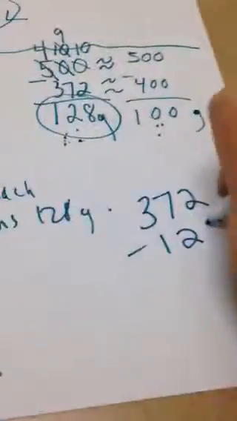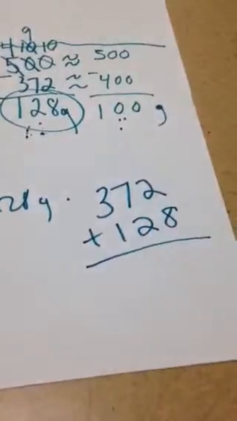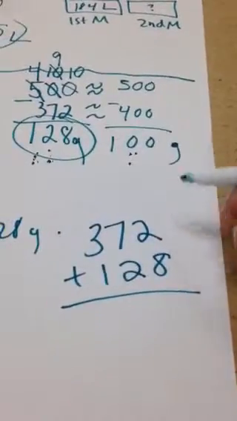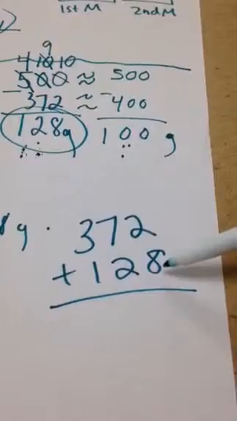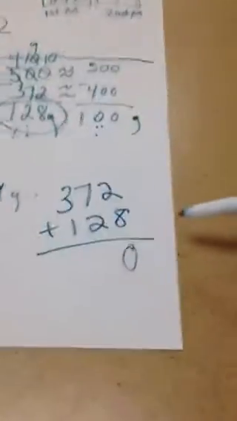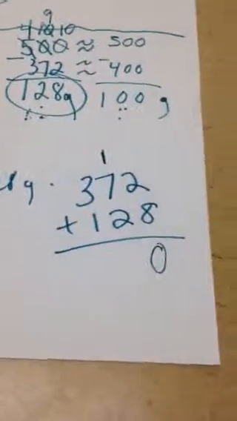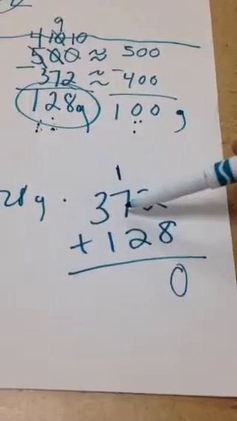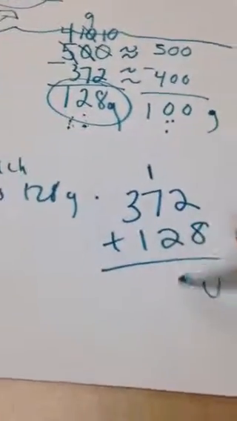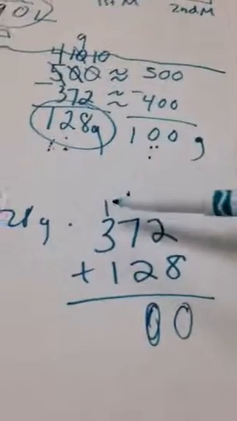So let's test it. Oh, sorry, we're adding here because we're checking it. We're looking for this to add to 500. Let's see if it does. 2 ones plus 8 ones is 10 ones. So I put the 0 down here, and I put the 10 on top here in the tens column. 1 ten plus 7 tens is 8 tens. 8 tens plus 2 tens. Oh, there we go. 10 tens.